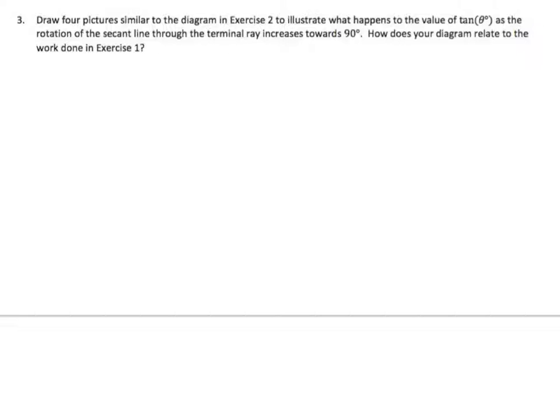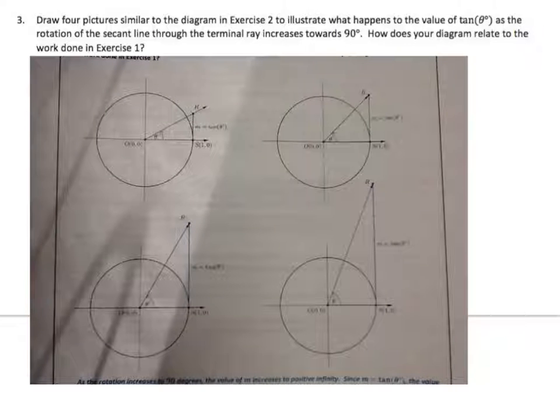All right, draw 4 pictures similar to the diagram in exercise 2 to illustrate what happens to the value of tan theta as the rotation of the secant line through the terminal ray increases towards 90 degrees. How does your diagram relate to the work done in exercise 1? Rather than try to decipher my awesome drawings of circles and tangents through the secant line, I copied this from the book so we could just talk about it.